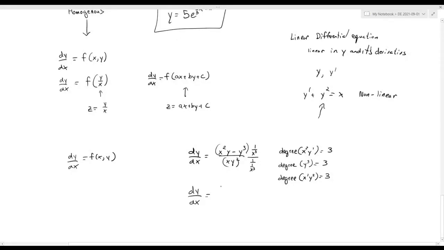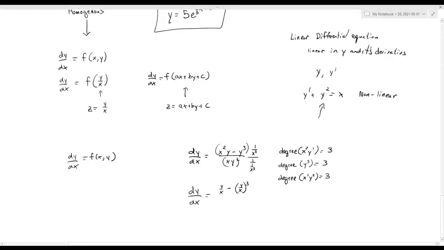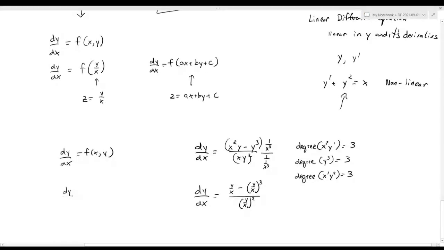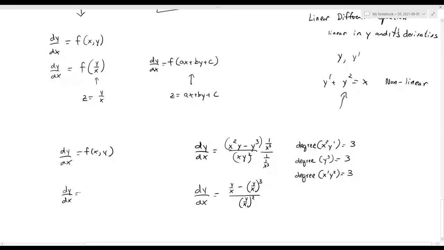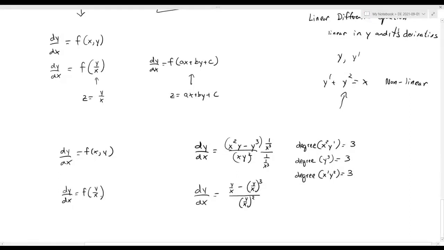Okay. So we distribute and we get y over x minus y cubed over x cubed. Let's think of that as y over x cubed. Stop me if you don't see the algebra that I just pulled off there. Denominator is y squared over x squared. So you see how the right-hand side, we can think of not just as a function of x and y, but more narrowly as a function of y over x. That's homogeneous.